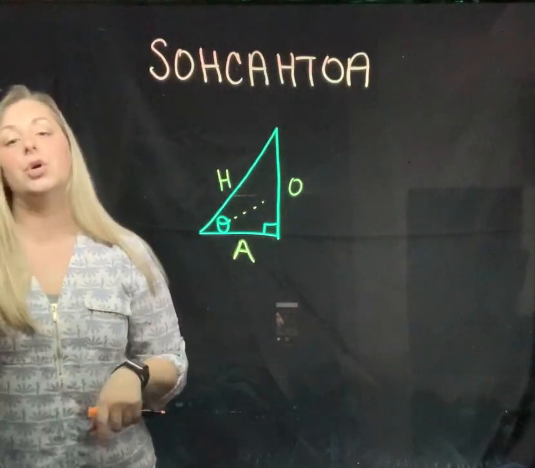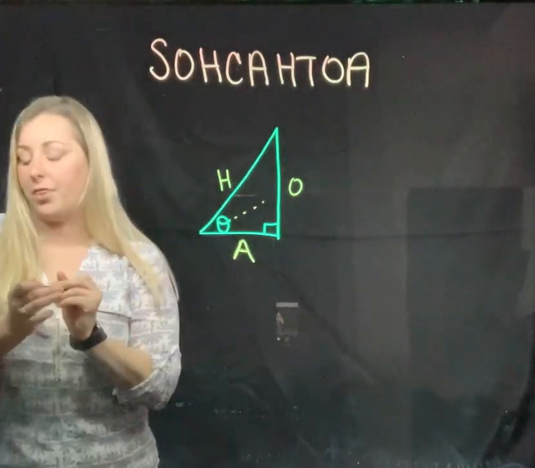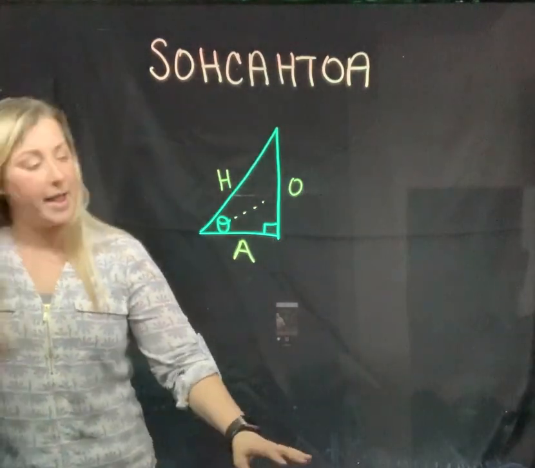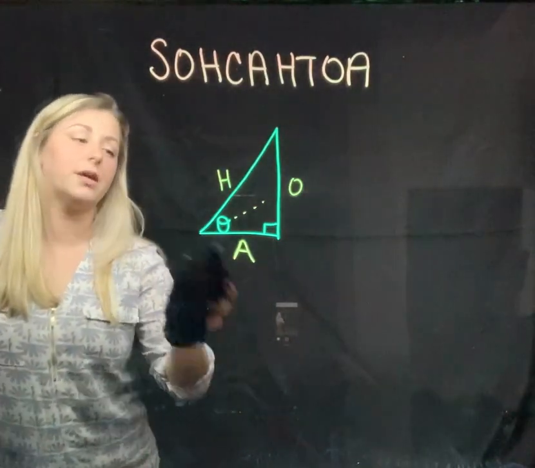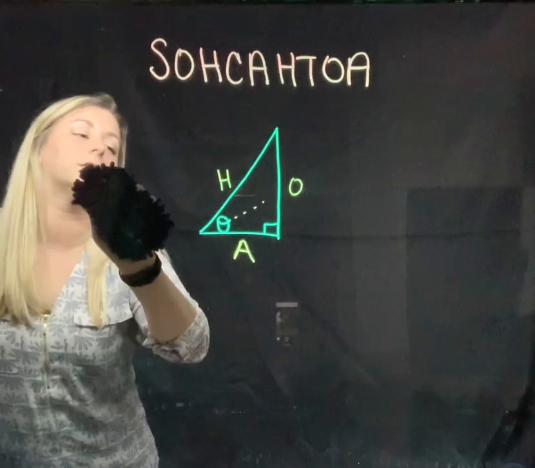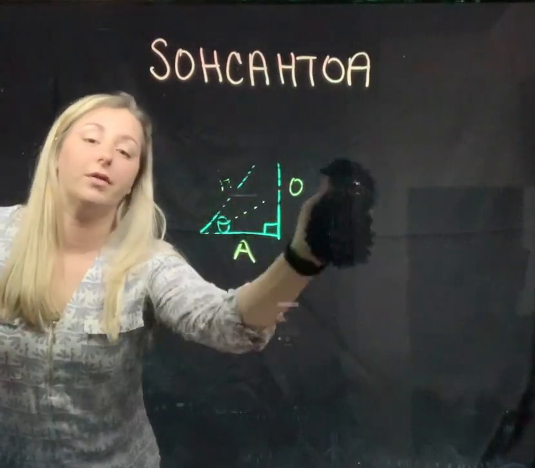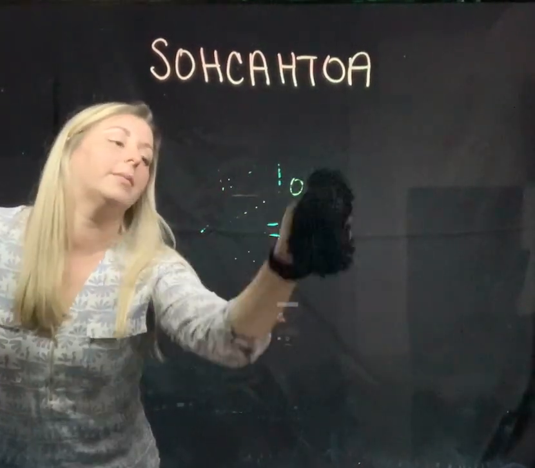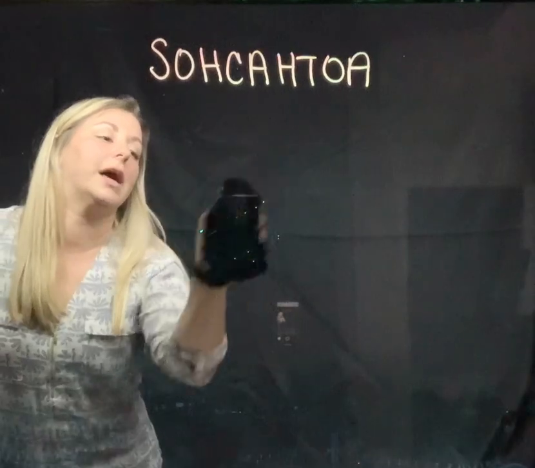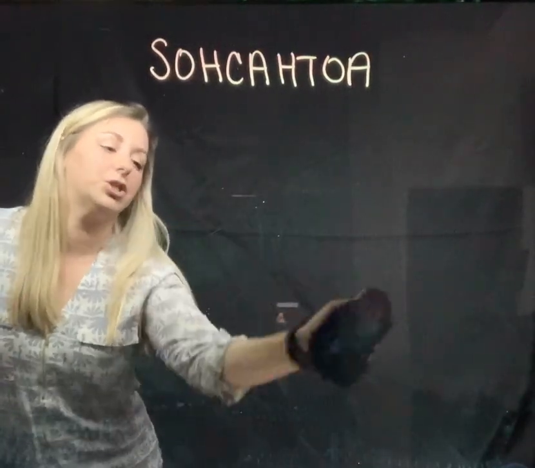So we're going to start off pretty basic with just a triangle and setting up trig ratios, and then we'll get into how do you actually solve for angles and solve for sides moving forward. So I'm just going to erase this quickly, and I'm going to leave the SOHCAHTOA up because we're going to use that obviously to set up our trig ratios.